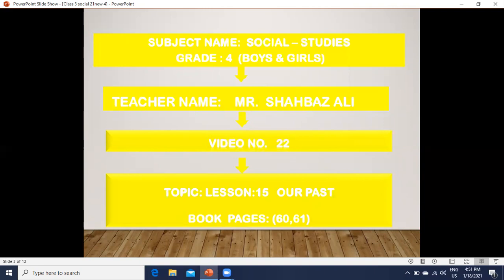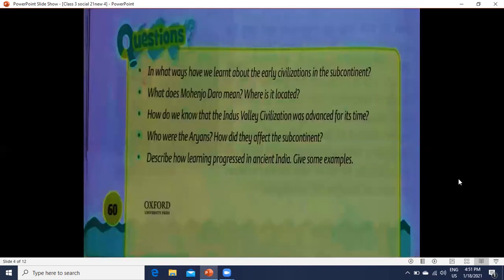Open book page 60 and see on book page 60 there are questions. So you have to write these questions in your social study copy, and then I will tell you the answer, and then you have to write the answer. There are 5 questions.